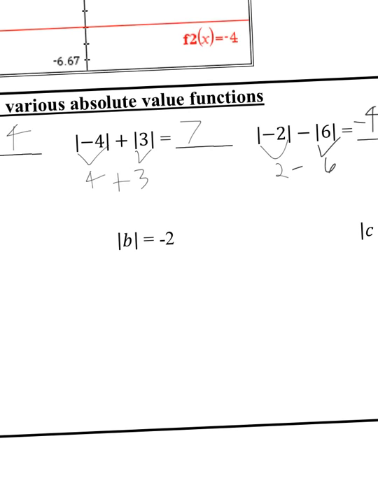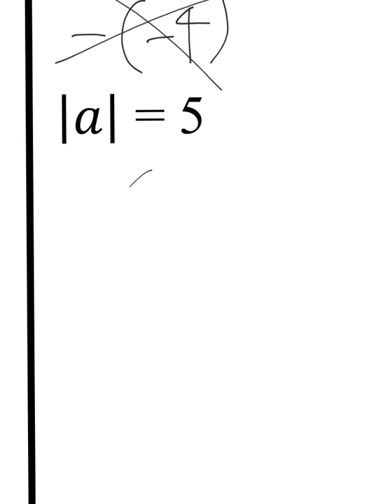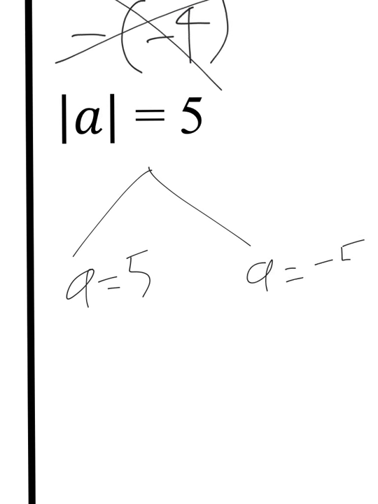Now let's do some solving. So I have a variable here. So I have the letter A. Whenever you're solving, set one side equal to positive and one side equal to negative. And in this case, since there was no arithmetic to do, the answer is done. The answer is 5 and -5.